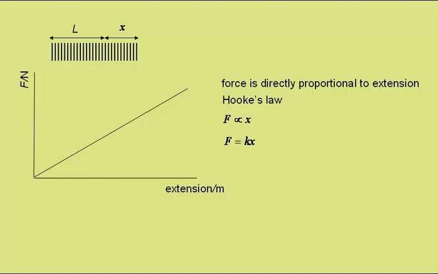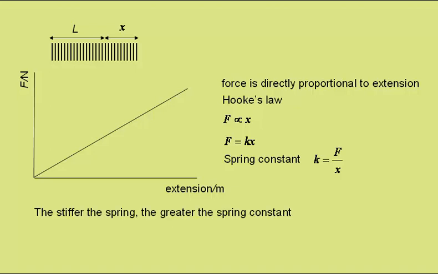Adding a constant of proportionality produces an equation, and the spring constant k is given by the force divided by the extension. The stiffer the spring, the greater the spring constant, and the units of the spring constant are newtons per metre.